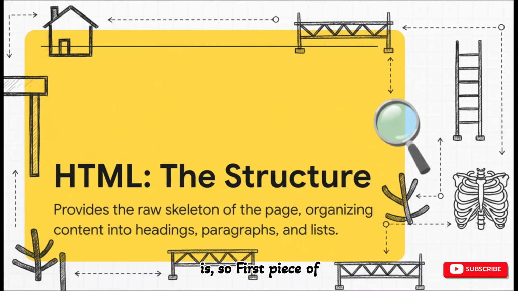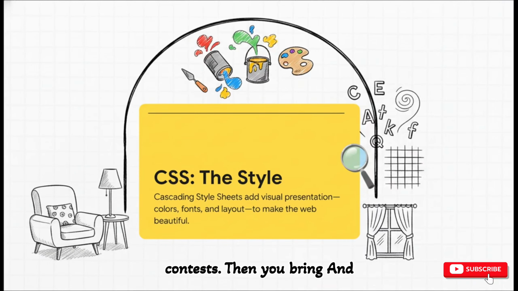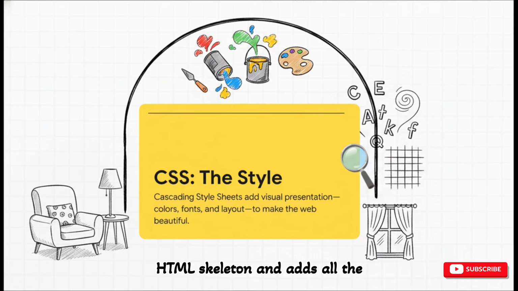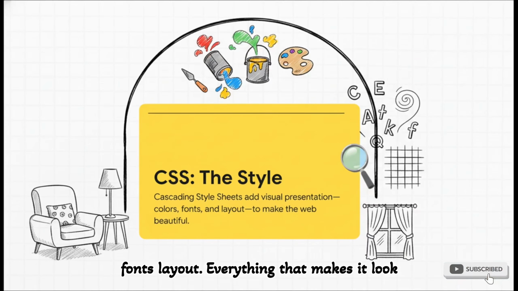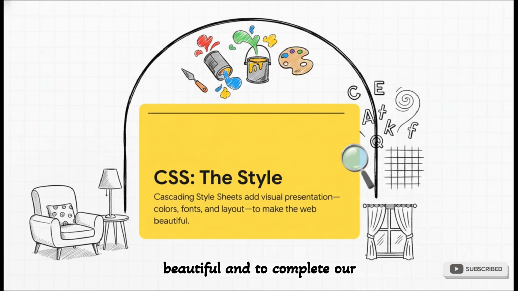So, first piece of the puzzle, HTML. Like we've been saying, this is the structure, the raw skeleton. Everything is organized, everything has its place, but yeah, it's not exactly winning any beauty contests. Then you bring in the second member of the team, CSS, or Cascading Style Sheets. Think of CSS as the interior designer. It comes in, looks at that bare-bones HTML skeleton, and adds all the style. We're talking colors, fonts, layouts, everything that makes it look good. CSS is what makes the web beautiful.